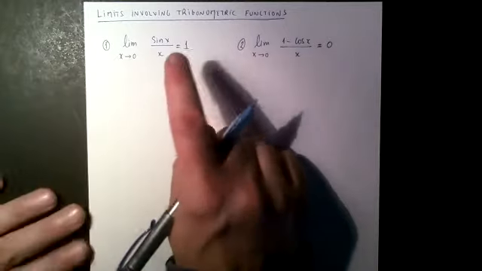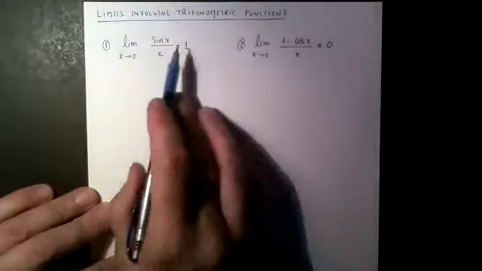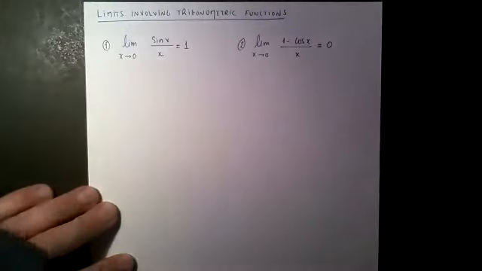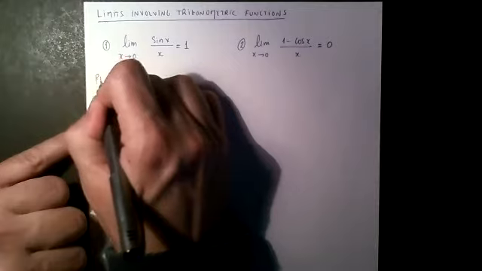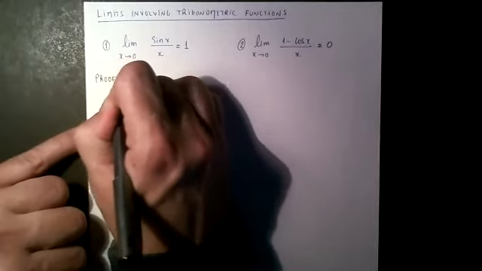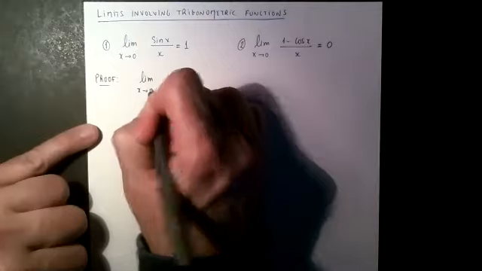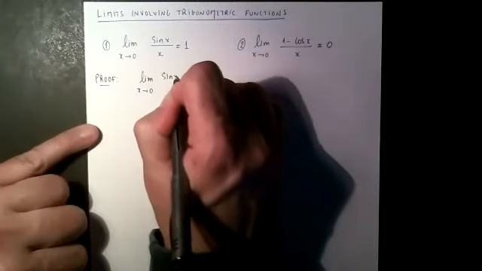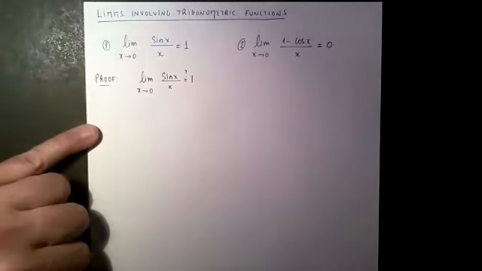Once you're comfortable with this, let's show that this is true. So I'm going to write this down. Proof that the limit as x approaches 0 of sine x over x is equal to 1. That's what I want to show.